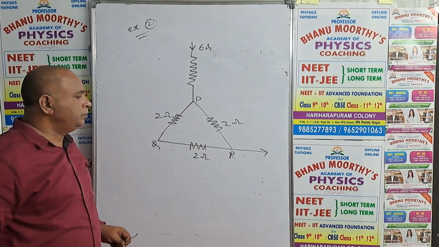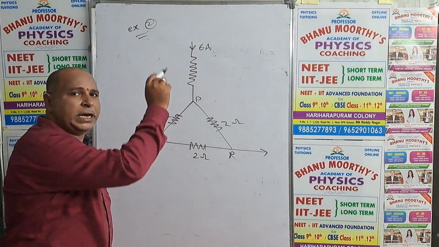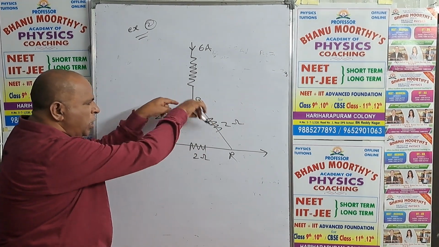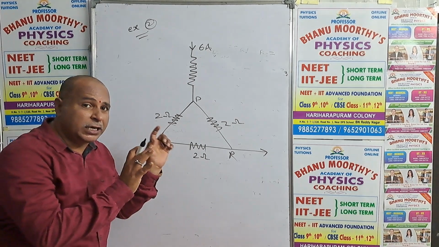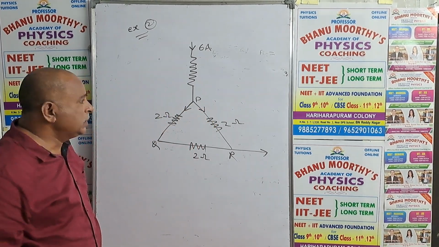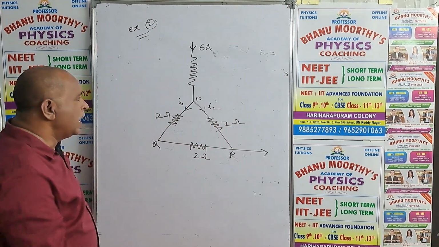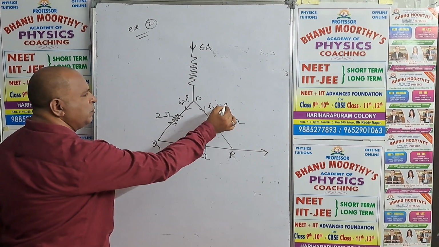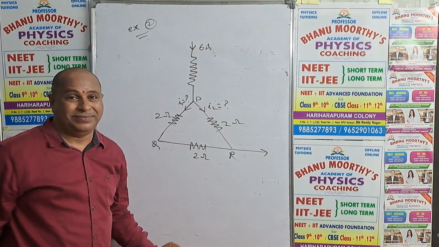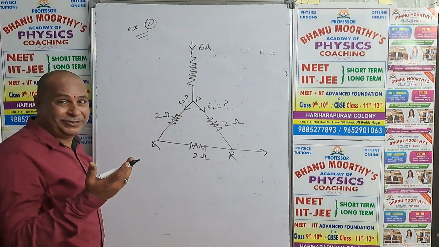My dear students, this is the method. Now 6 amperes current is flowing here and it is divided into 2 parts like this. This is the circuit given to you. Now what is asked? Find the currents I1 and I2. I1 question mark, I2 question mark. Find the currents in this circuit using Kirchhoff's laws. How to find out?